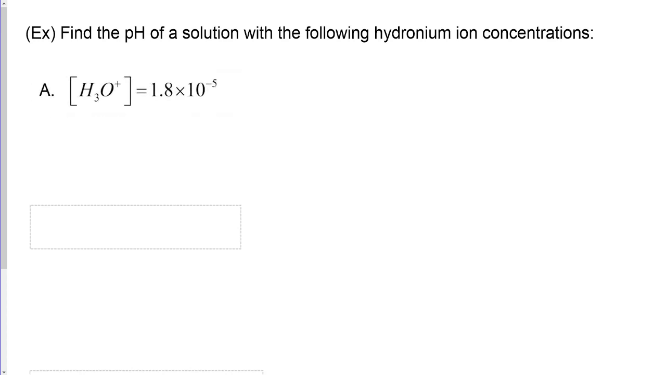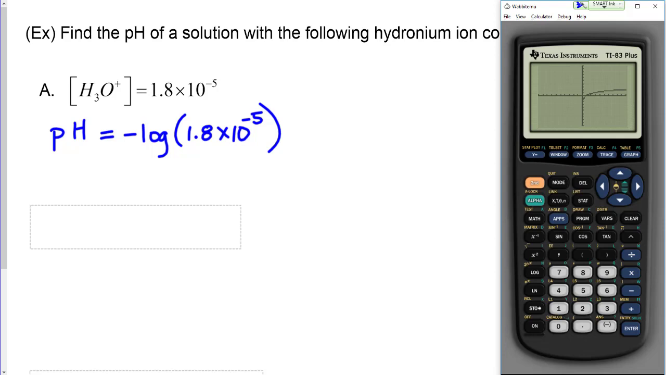So let's find the pH of a solution with the following hydronium ion concentration. In the first example, the hydronium ion concentration is 1.8 times 10 to the negative 5th power. Our formula states that the pH is the negative common logarithm of the hydronium ion concentration. So I just need to plug in 1.8 times 10 to the negative 5th power into my logarithm. When doing that, it would look like this.